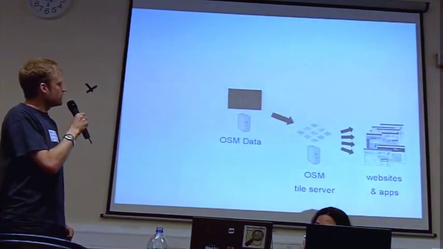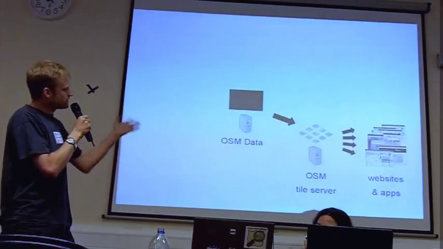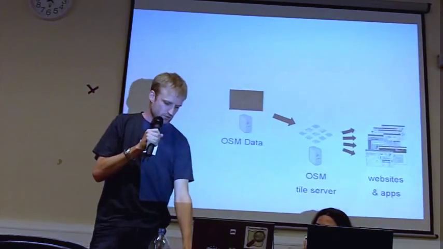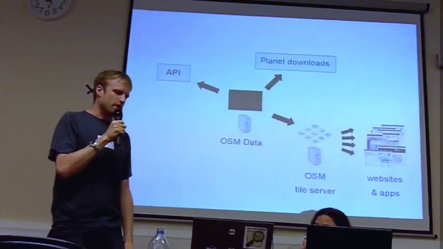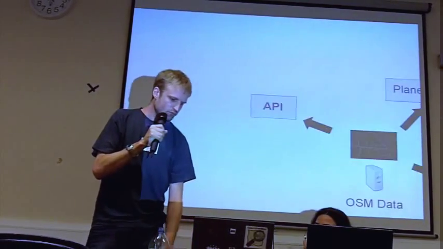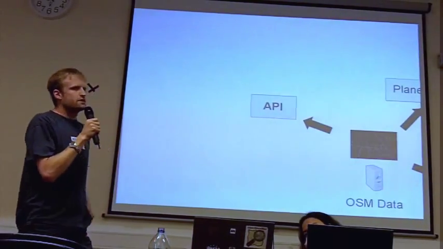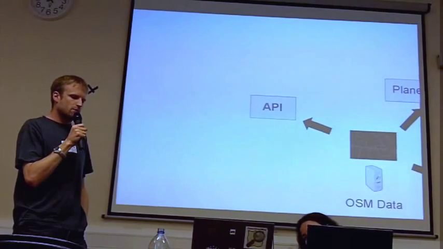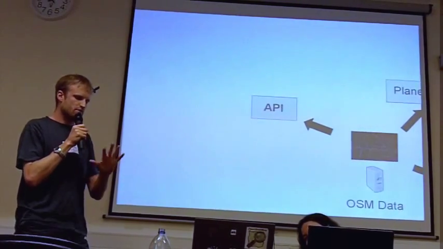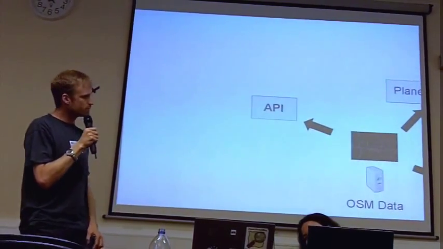So there it is, open data, OSM data moving into the tile server, and also available via APIs and Planet downloads. So let's have a look at the API. The API is a Ruby on Rails application, actually the same application as the website that runs OpenStreetMap.